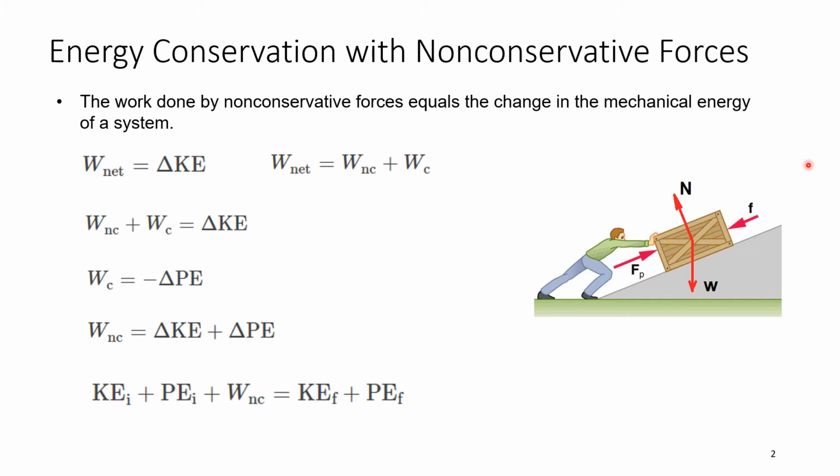From the expression of W_NC, we have this equation. If W_NC is positive, then the total mechanical energy is increased, like the case in this figure. If W_NC is negative, then the total mechanical energy is decreased. If W_NC is 0, then the total mechanical energy is conserved.